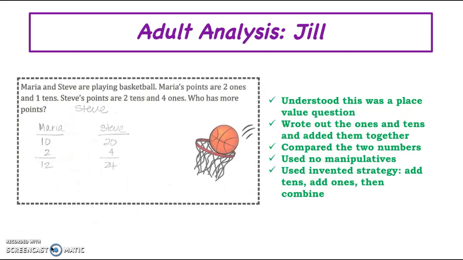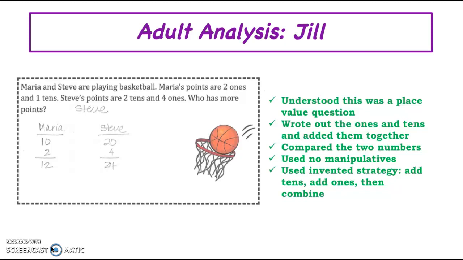So now that we've looked at a student's way of solving these questions, I really wanted to see how an adult's perspective on these questions would be different or be the same. So the adult that I found was named Jill. Now I really wanted to understand how she would solve these questions and how it would be similar or different from Taka. So after looking at the question, she definitely understood that this was a place value question.